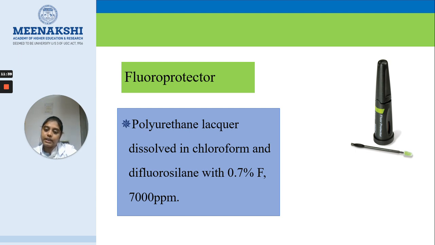Next is the Fluoroprotector. It is again a polyurethane lacquer dissolved in chloroform and difluorosilane with 0.7% fluoride and 7,000 ppm.